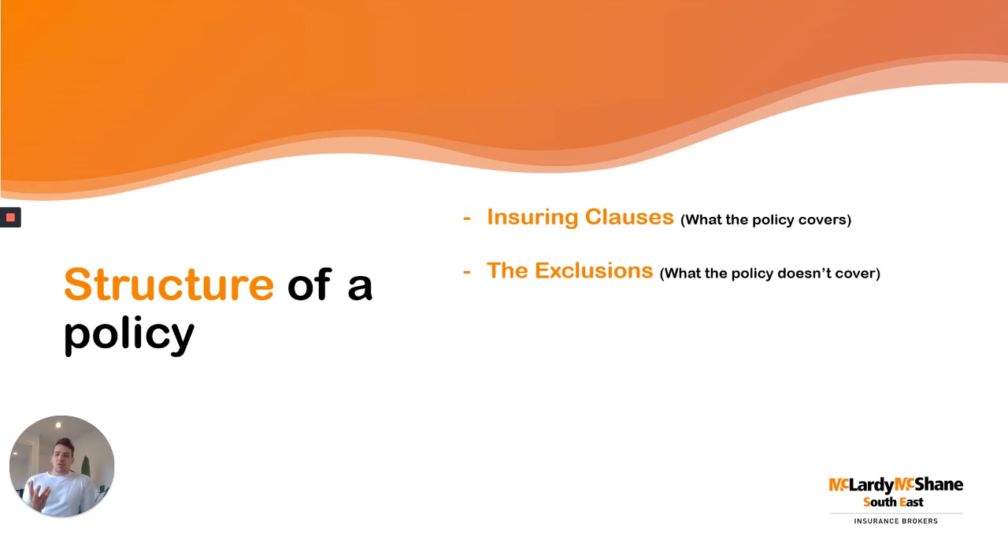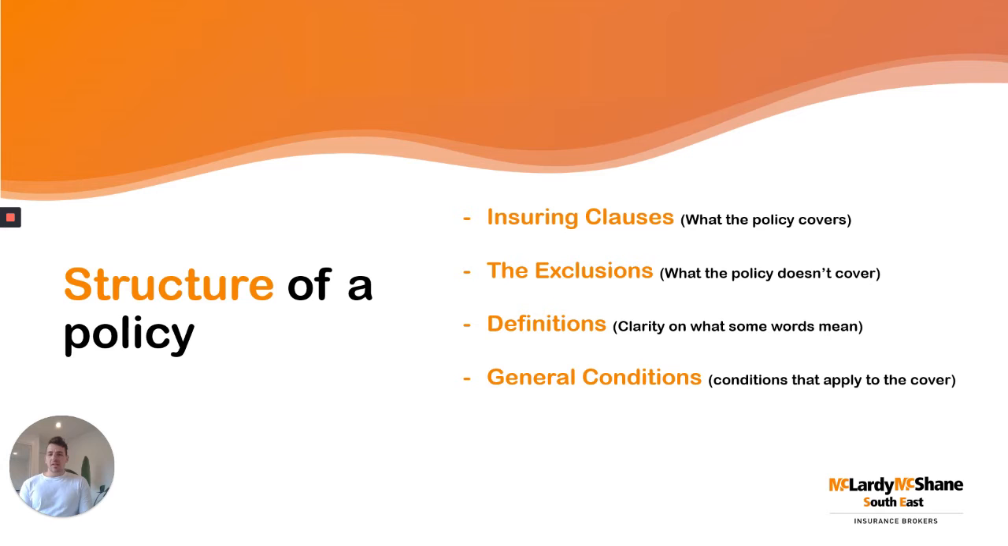The policy also has a range of exclusions, so what the policy doesn't cover. It'll have a range of definitions, so clarity on some of the words and terminology that the policy uses. It will also have a range of general conditions and some claims conditions as well. So those 5 sections of a policy make up the framework of a public and products liability policy.